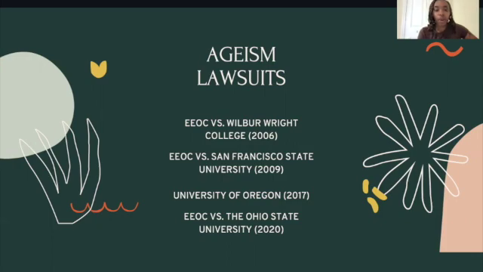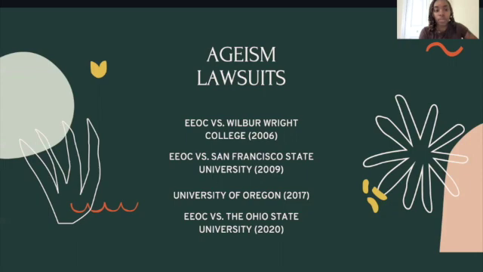EEOC versus The Ohio State University was a lawsuit filed after a 53-year-old human resources generalist and two other employees in their 60s were fired from the College of Education and Human Ecology. They were replaced by younger, less qualified employees. Although they all received satisfactory performance reviews, they were fired and unable to be reemployed in other human resources positions at the university.